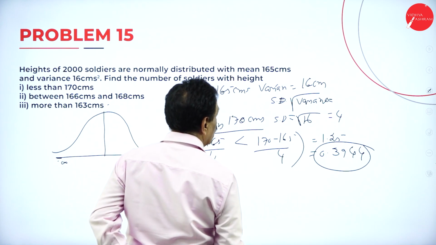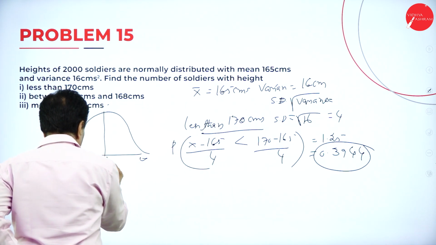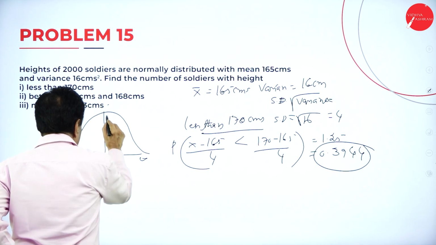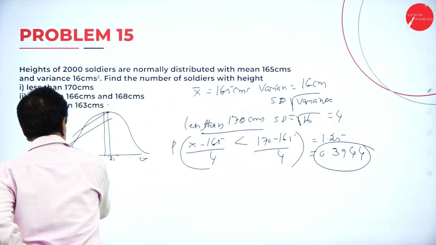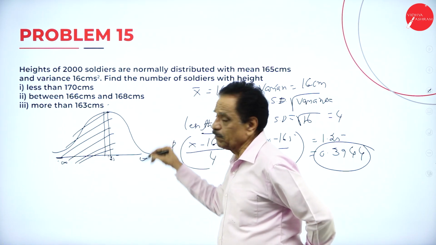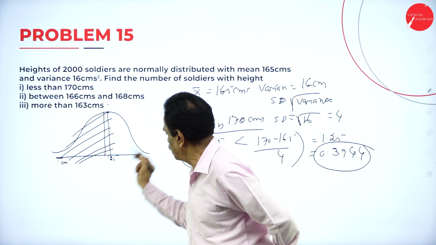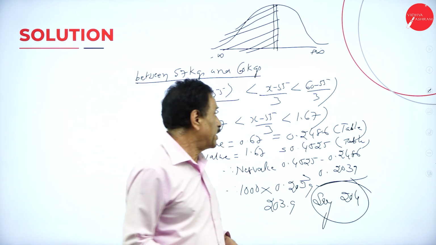What's the value? 1.25. It is less than, so you have to make the graph like this. This normal distribution curve, it is a less than, like this, up to 1.25. Then what is the next one?